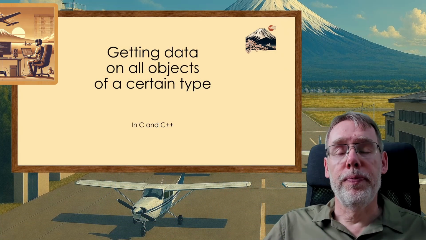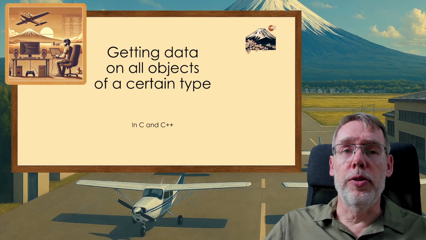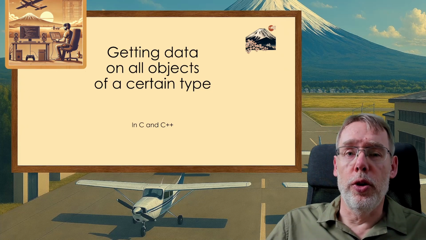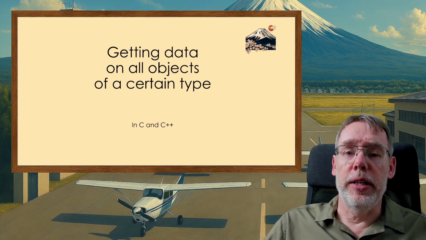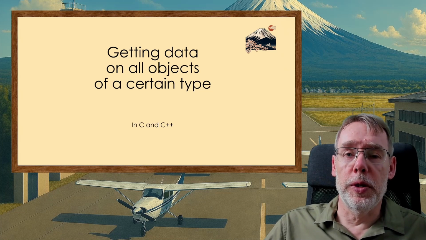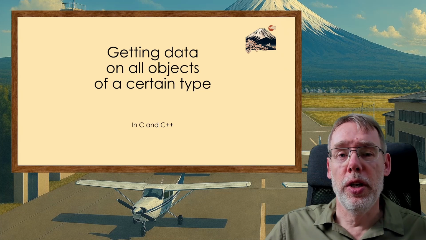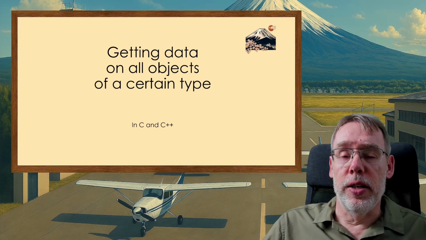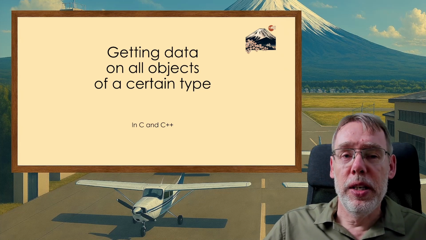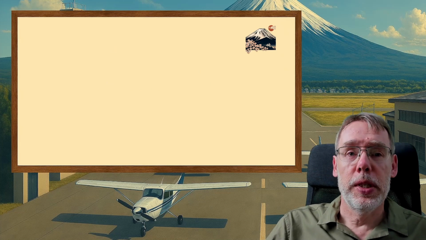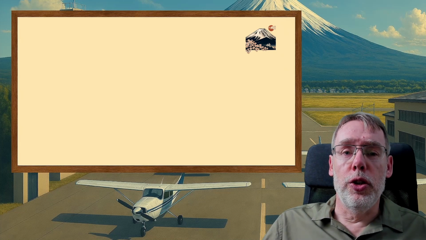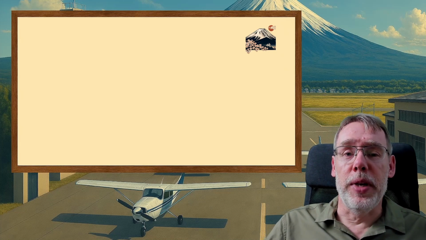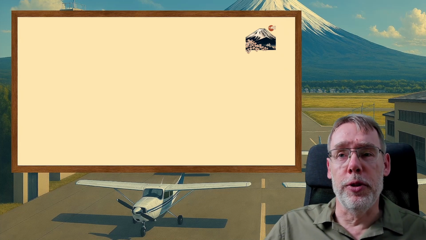Welcome, developers. In this lesson, we're going to look at how to get data on all objects of a certain type. Since that is a relatively small change compared to what we've done in the previous lessons, namely getting data on a specific object, we're going to do C and C++ in one go. For this, we actually are going to use mostly the same examples as we did from the previous one.